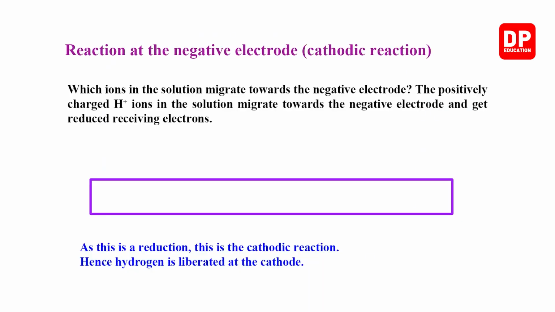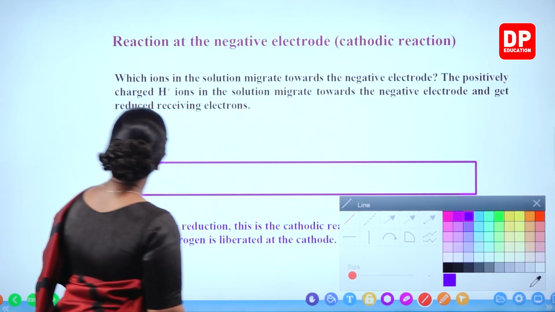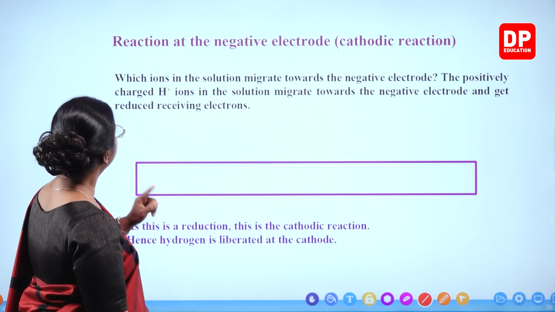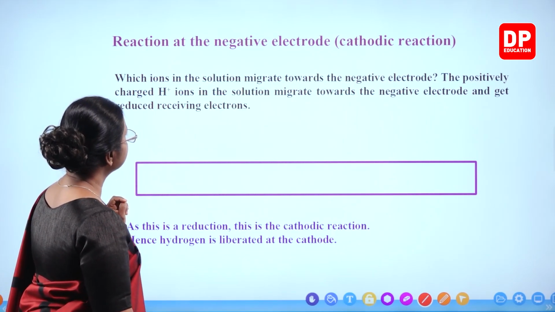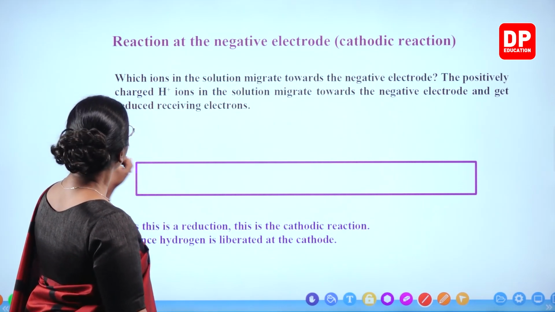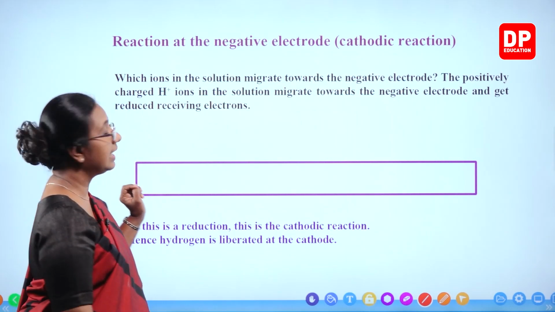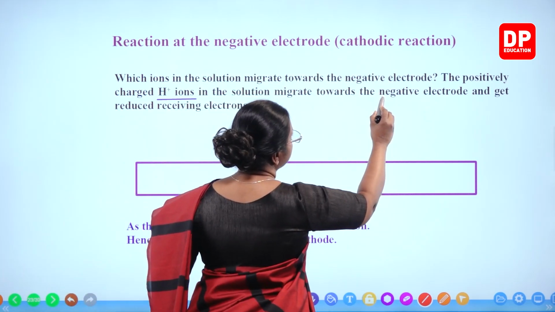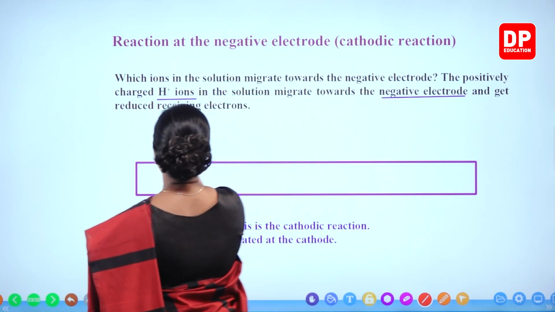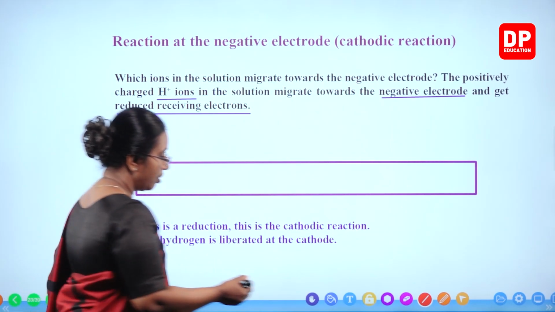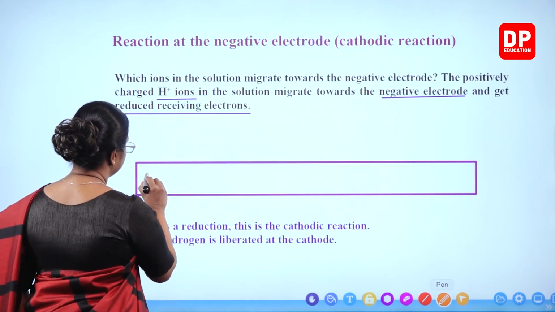Reactions at the negative electrode, that is the cathodic reaction. Which ions in the solution migrate towards the negative electrode? The positively charged H plus ions in the solution migrate towards the negative electrode and get reduced, receiving electrons. So those are the terms you need to remember. H plus ions go towards the negative electrode and get reduced, receiving electrons. So you all know the equation.